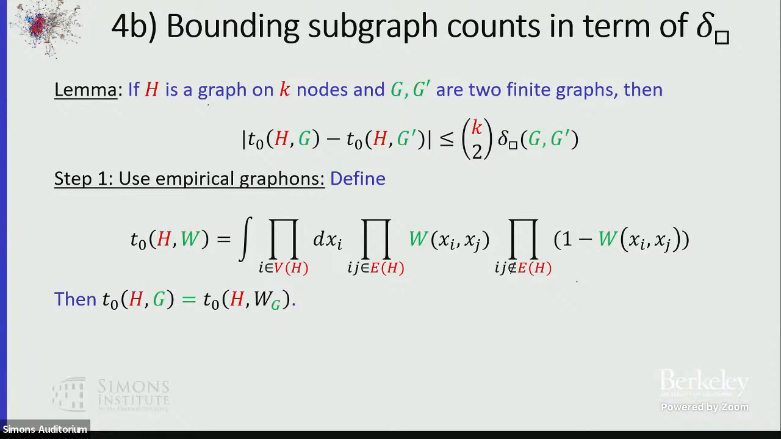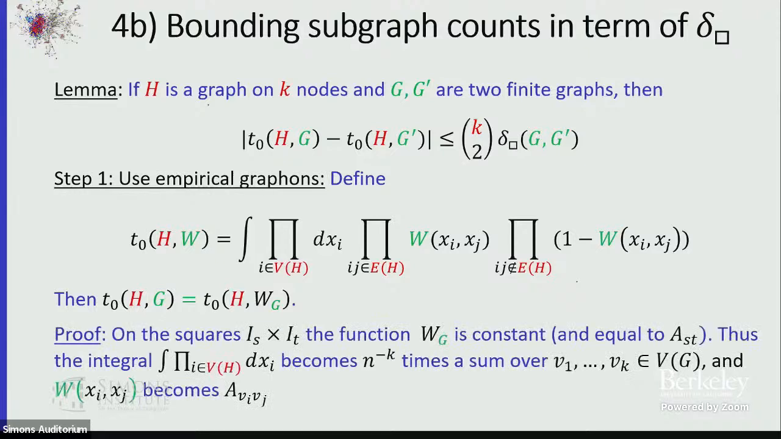So look at this, and define this t of H, the subgraph frequency of a graphon, by this formula. You integrate over x1 up to xk if you have k vertices, and then you put a W for the edges in H, and you put a 1 minus W for the edges not in H. And now I claim this is equal to that. In a paper, I would say by inspection. So I inspect that a little.